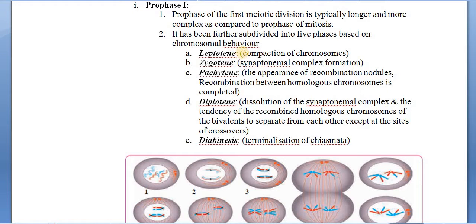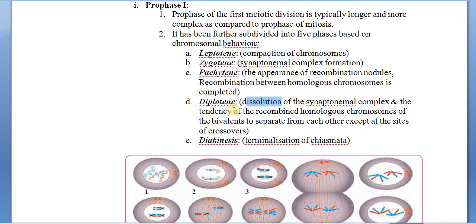In leptotene, there is a compaction of chromosomes, chromosomes become compact. In zygotene, the synaptonemal complex is formed. In pachytene, recombination nodules are formed and recombination between homologous chromosomes is completed. In diplotene condition, the synaptonemal complex dissolves.